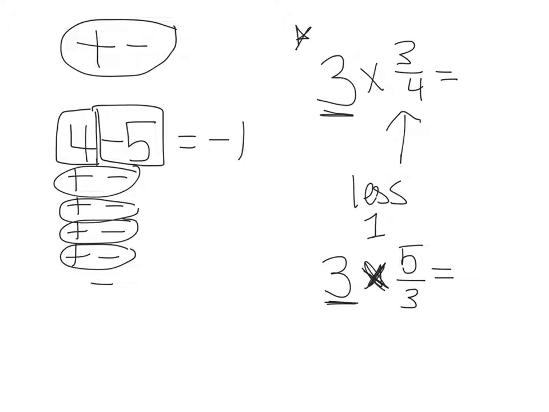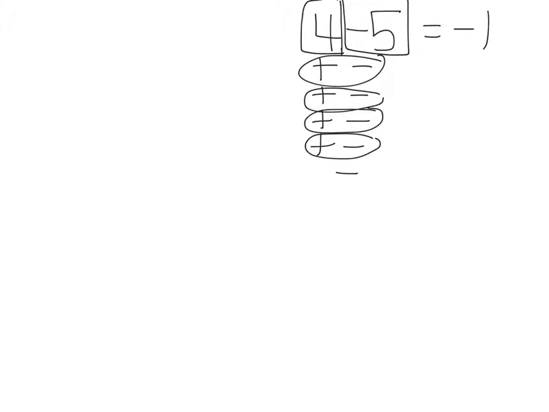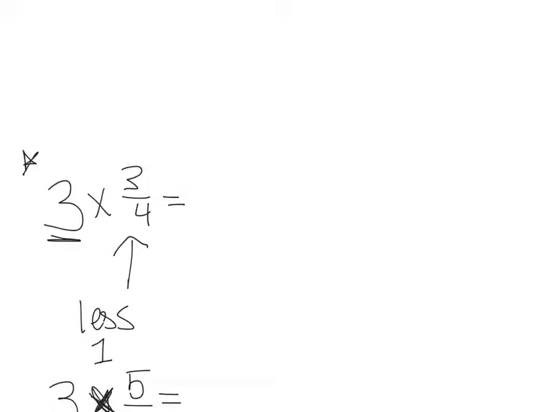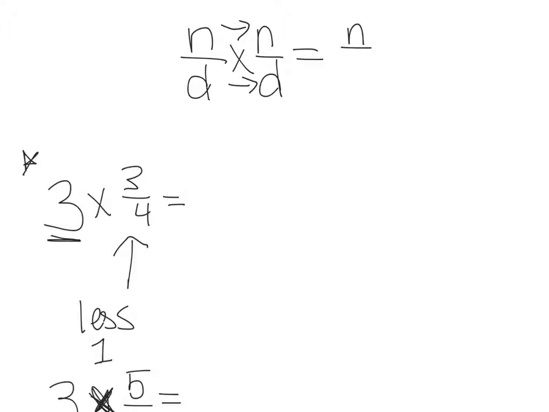Speaking of multiplying, and let me move this for some room. When we multiply fractions, we multiply straight across. So remember, numerator over denominator times numerator over denominator. You're going to multiply straight across and then simplify as needed, to get a new numerator and a new denominator. And make sure to simplify.